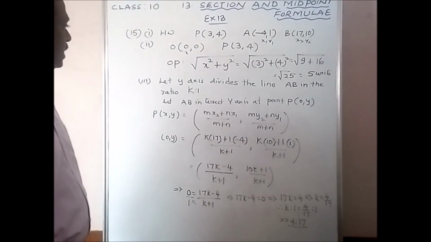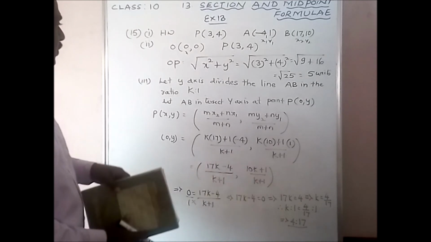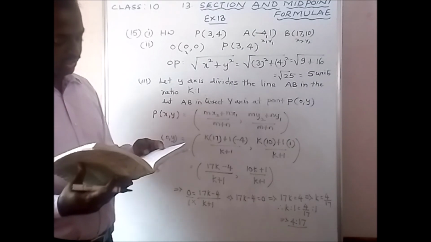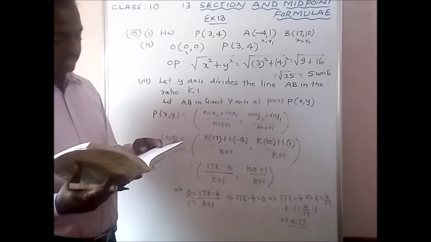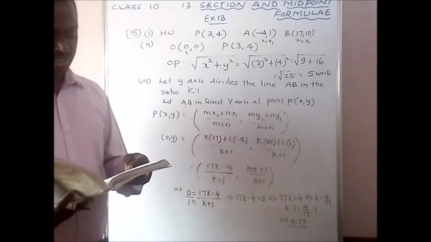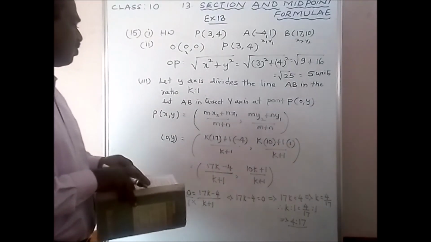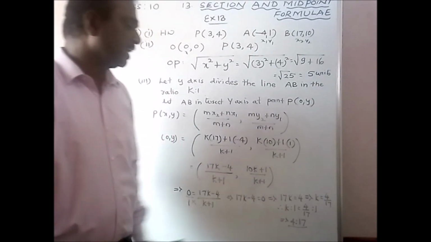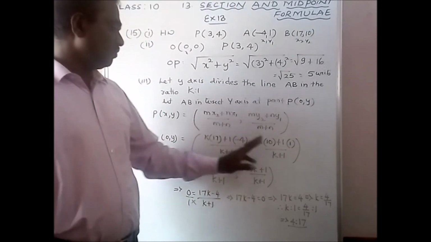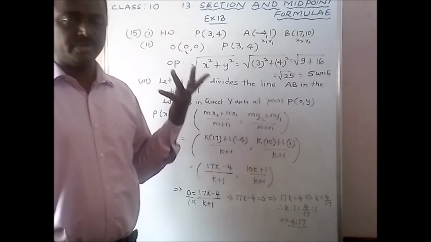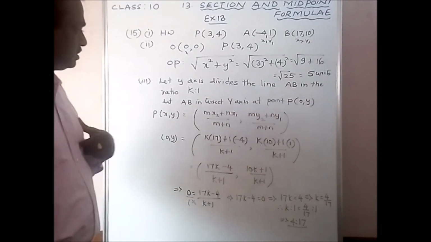Understood, students? Here they are asking only the ratio: in what ratio does the y-axis divide the line? If they ask for the coordinates also, no problem. What you have to do is substitute the k value in the y coordinate, then find the value of y. That we did in the previous sums. So note this down.